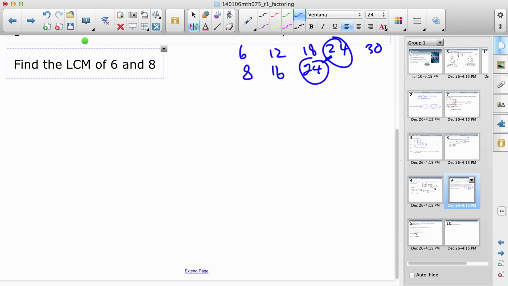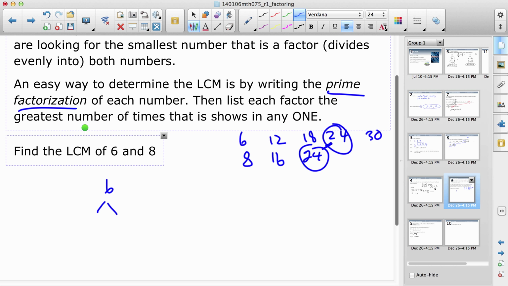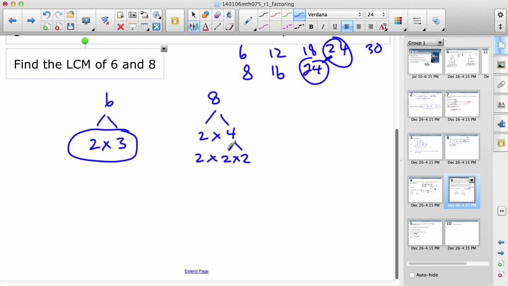So for 6, what we do is we do our tree thing, and we try and find, like they said up top, the prime factorization of the number. Okay, so let's take 6. 6 is the same as 2 times 3. Are these prime numbers? Yes. So this is my prime factorization of 6. Let's do 8. 8 is 2 times 4. Oh, no, 4 is not prime. So I can break 4 down into another 2 times 2. So now I have the prime factorization of 6 and the prime factorization of 8.